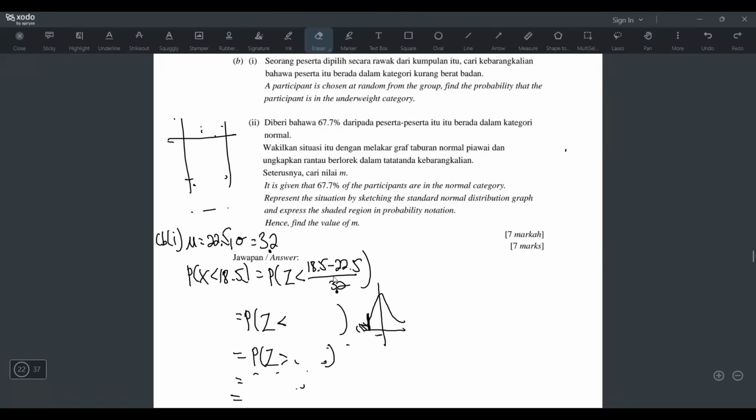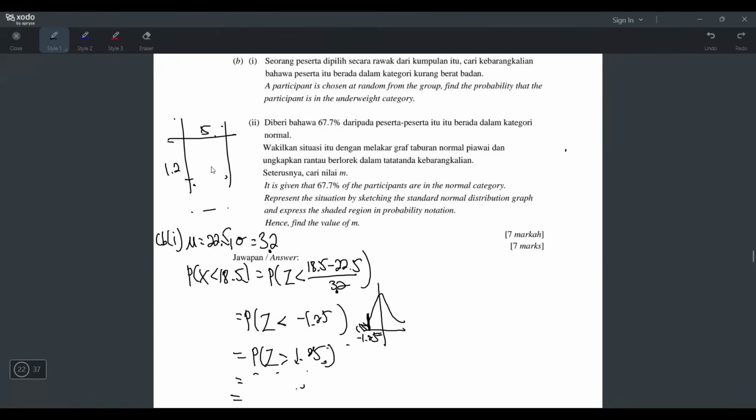Okay, so sorry. Let me correct myself. This one is negative 1.25. Okay, and then smaller negative 1.25 can change to bigger positive 1.25 because symmetrical. Okay, now I can go to the Z value table, cari 1.25. If your Z value only has two decimal places, then you don't need this. You don't need to look at this. You just look at 1.25, and then this one straight away is the answer already.